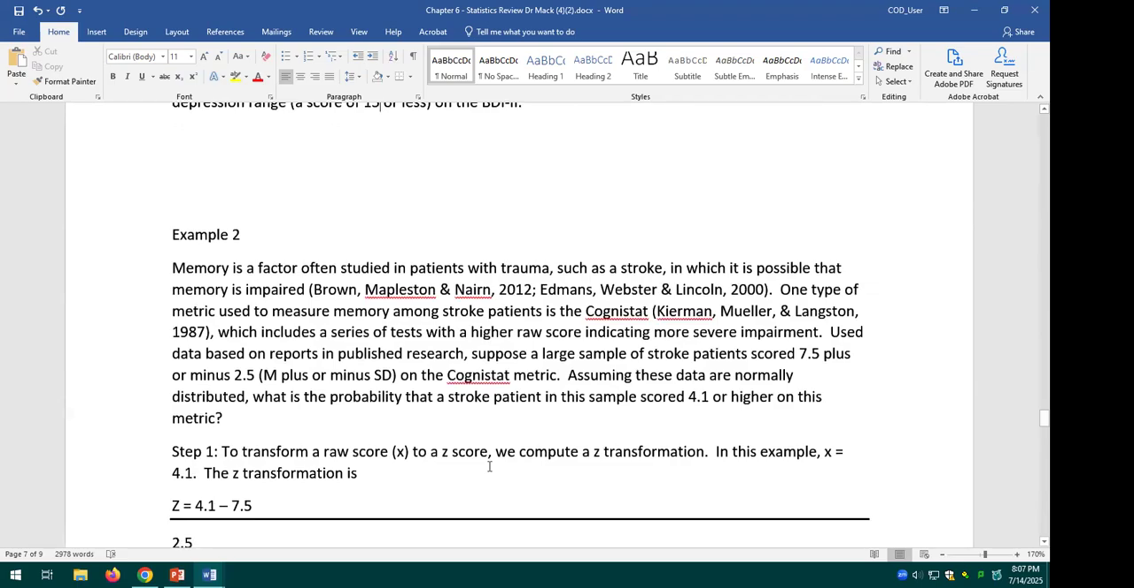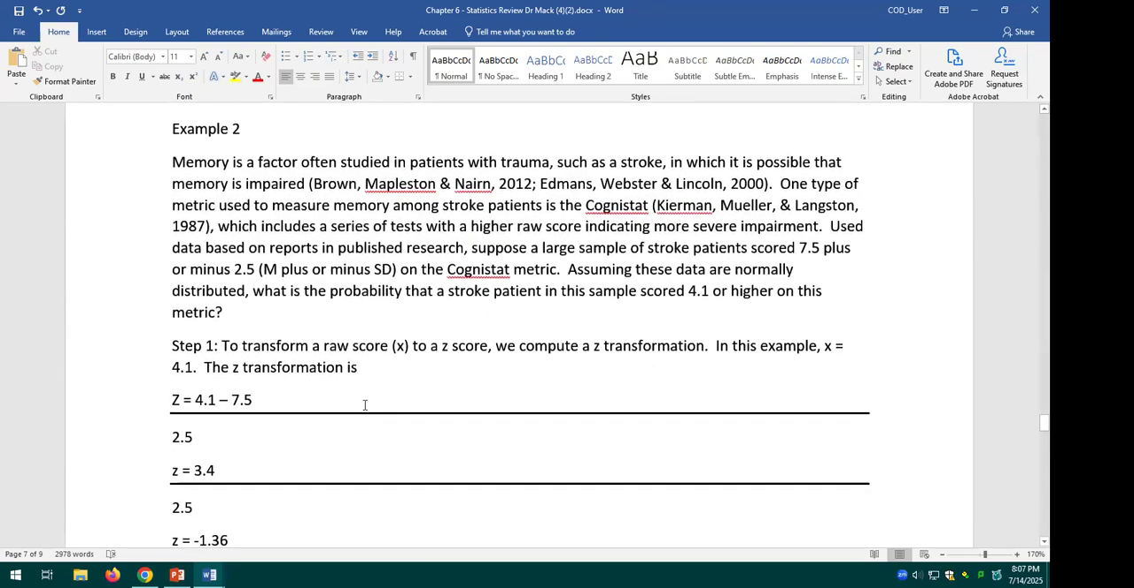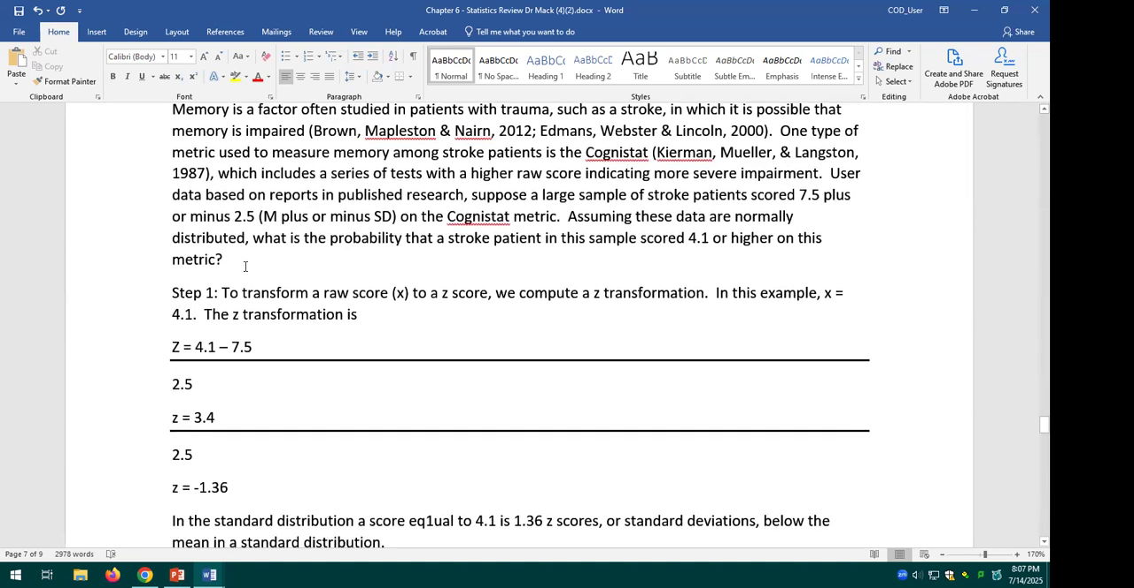Example 2. Memory is a factor often studied in patients with trauma, such as a stroke, in which it is possible that memory is impaired. One type of metric used to measure memory among stroke patients is the COD, which includes a series of tests with a higher raw score indicating more severe impairment. Based on reports of published research, suppose a large sample of stroke patients scored 7, mean, plus or minus standard deviation 2.5 on the COD metric. Assuming these data are normally distributed, what is the probability that a stroke patient in this sample scored 4.1, there's our X value, or higher on this metric?